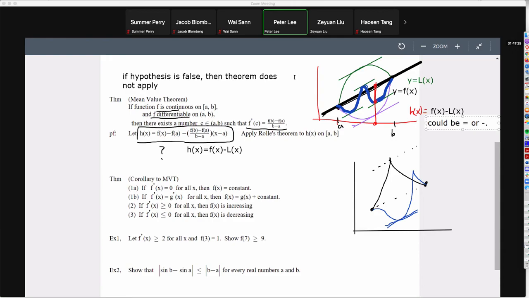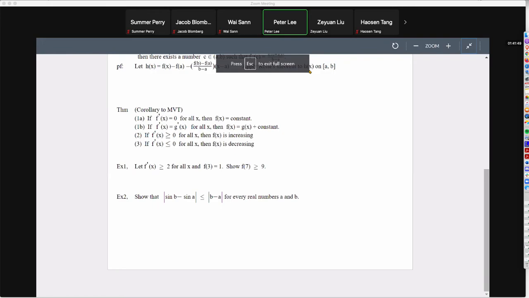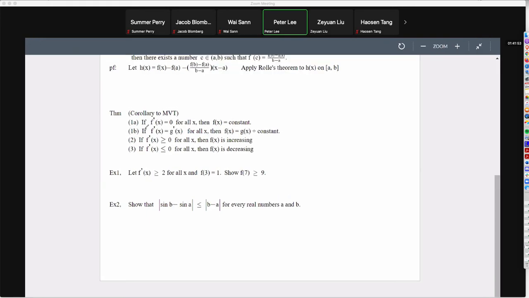Let me first clear this. I'm going to save the screen and then clear all this. Now let's look at example 1. It says here, part 1A: if f prime of x equals 0 for all x, then f of x is constant.